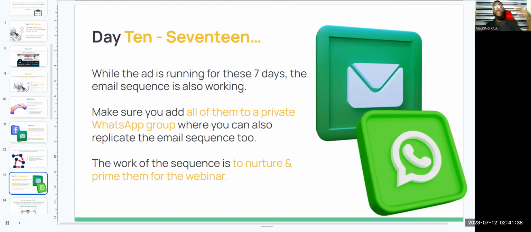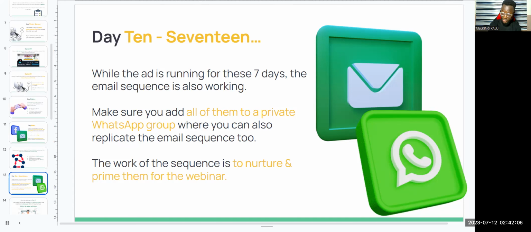Make sure you add all of them to your private WhatsApp group. Very important. Even if you are doing your email lists, you should also have this. I like spreading my leads, so yes, I have them on email and I also have them on WhatsApp. If you want to do email alone, that is good for you. But I also advise you to add all of them to your WhatsApp group where you can replicate the same email sequence too, because most people open their WhatsApp faster than their emails.